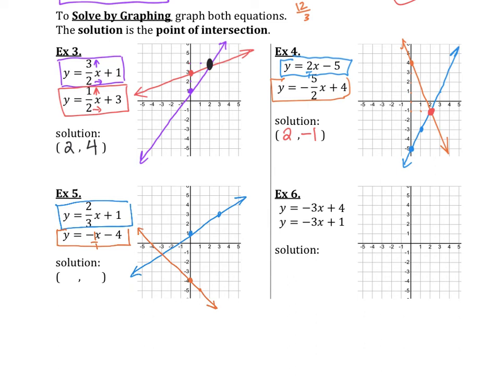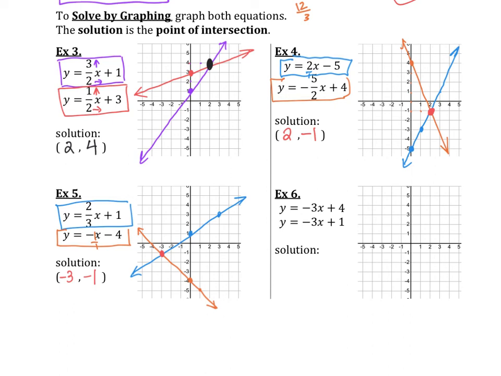Okay, it looks like they are crossing right about here. And since I only give you integers, we're going to assume it's right here. Let's see, x is negative 3, y is negative 1. So the solution is (-3, -1). And if I wasn't sure, I could plug my solution in to make sure it checks.